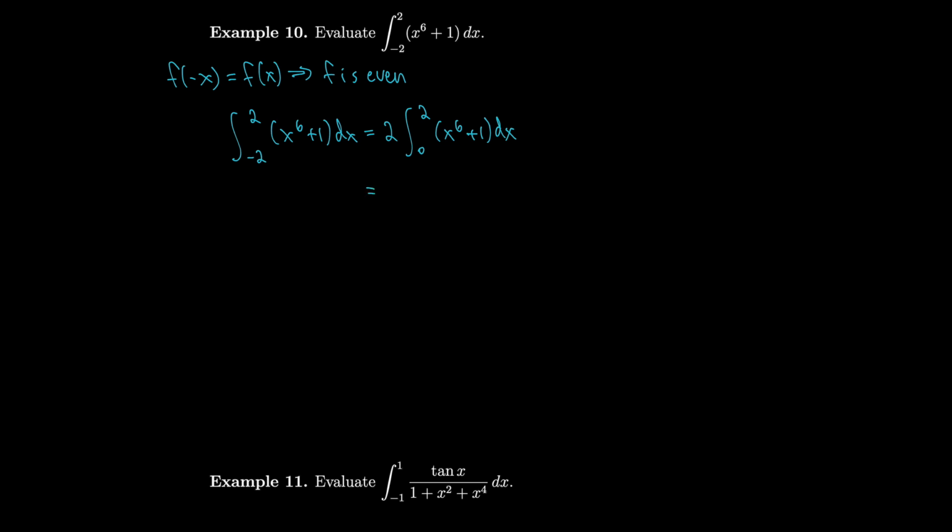Okay, so this is fairly easy to integrate. We just get 2 times 1/7 x to the 7th plus x from 0 to 2. So that's just 2 times 128 over 7 plus 2, which is 284 over 7. So the only thing you have to be careful of is you need both an even or odd function, and you need your limits of integration to be a symmetrical interval. So from minus 2 to 2, from minus 10 to 10, etc.